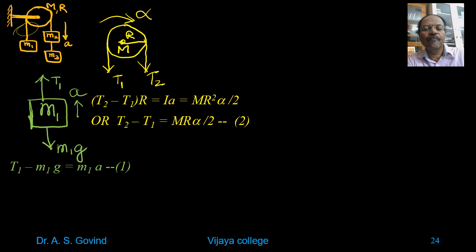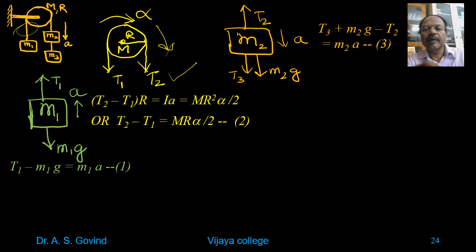Next, free body diagram for the pulley. Notice that the pulley cannot be assumed as massless because M and R are given, and it is going with angular acceleration alpha. And because it is turning this way, you can see that T2 should be larger. So (T2 minus T1) into R is the net torque, should be I alpha. I for a cylindrical pulley is m r square by 2. So simplifying, you will get equation 2.